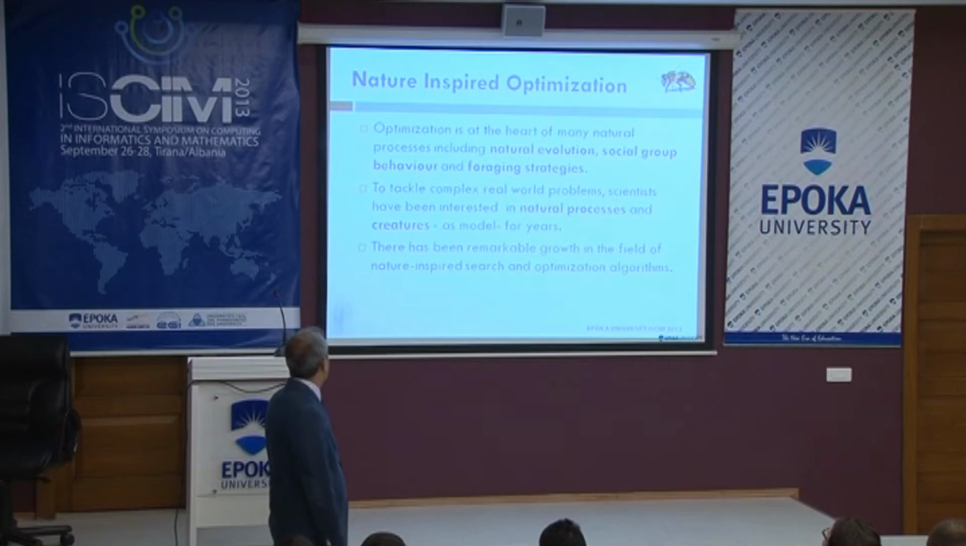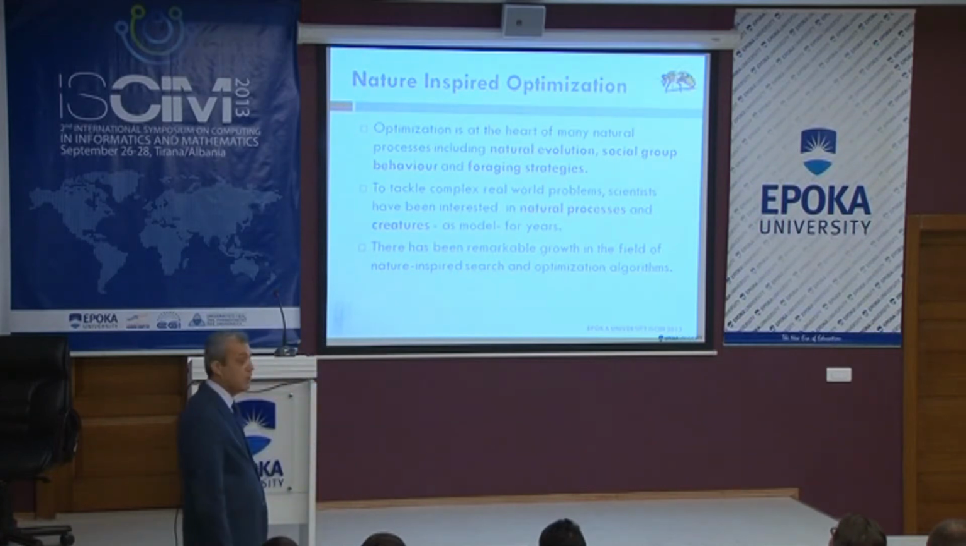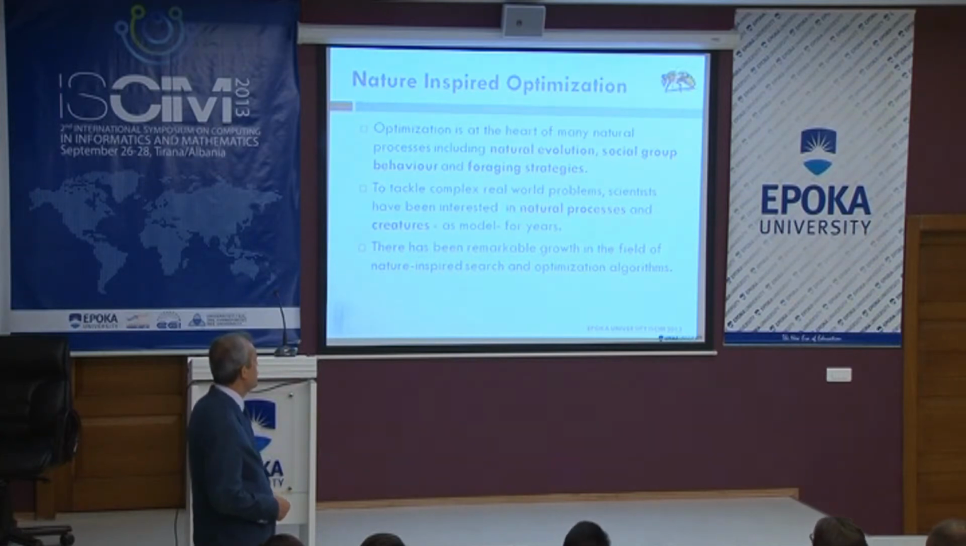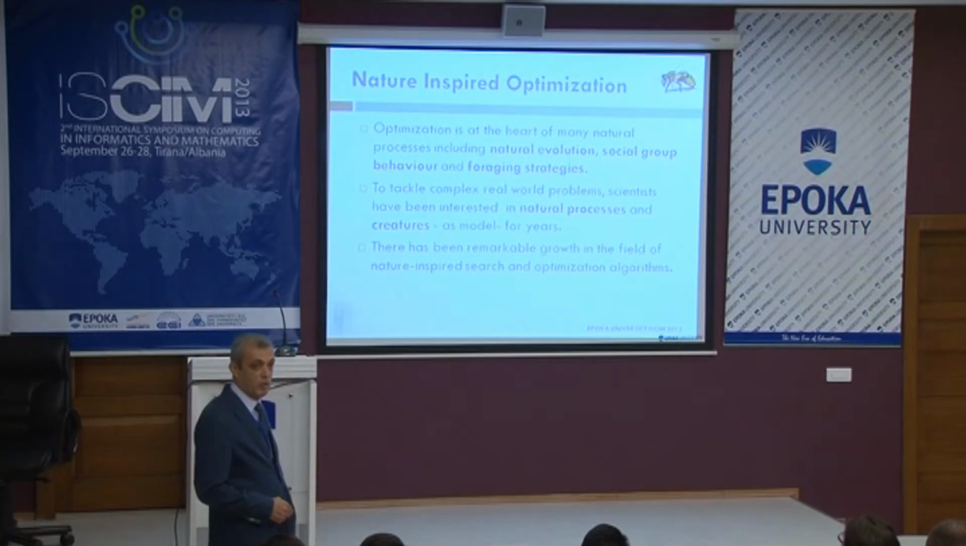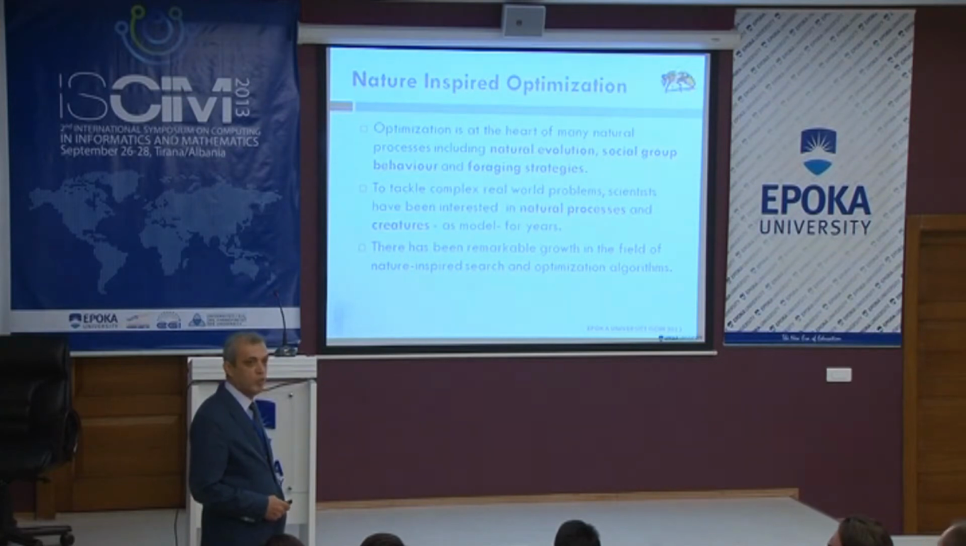All right, now, nature-inspired optimization. What is a swarm? What is swarm intelligence? Optimization is at the heart of many natural processes, including natural evolution, social group behavior, and foraging strategies. To tackle complex real-world problems, scientists have been interested in natural processes and creatures as models for years. There has been remarkable growth in the field of nature-inspired search and optimization algorithms, because natural creatures are more successful at solving their problems than us.